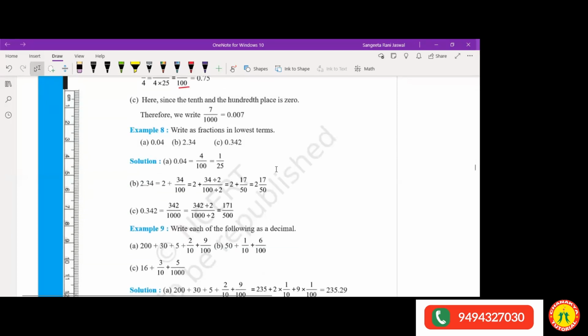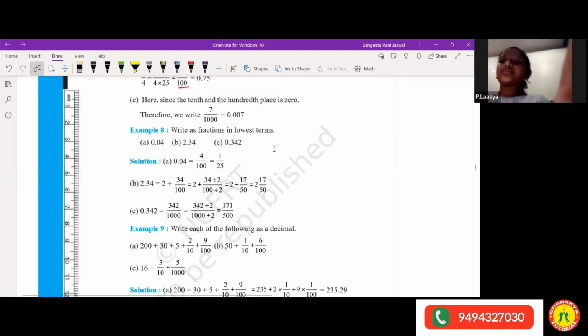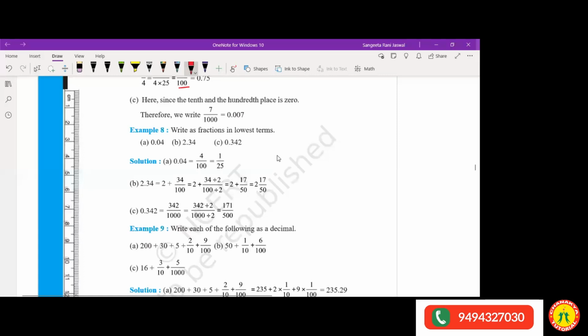Okay. Now, these are the examples in the book. Write as fractions in lowest terms. How will you write these in the lowest term? Now see, this is a decimal form given. You will write it in a fraction form first, and then you will reduce it to lowest form. How do you reduce it to lowest form? By dividing numerator and denominator by the same number, as you have done in your fractions chapter. Yes, ma'am, we have already done it in the fractions chapter.